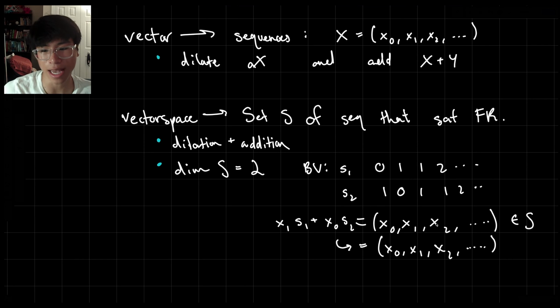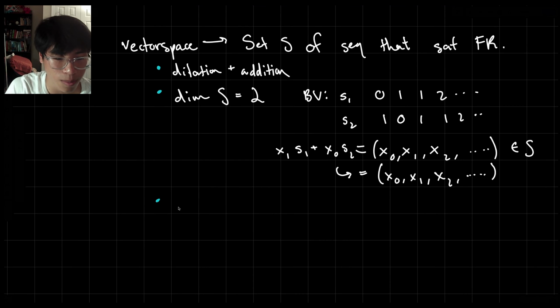So these two sequences are equal to each other. Because we can represent any arbitrary sequence as a combination of S1 and S2, we know that these two basic vectors span the vector space S. Therefore, only two vectors are needed. The dimension is 2.